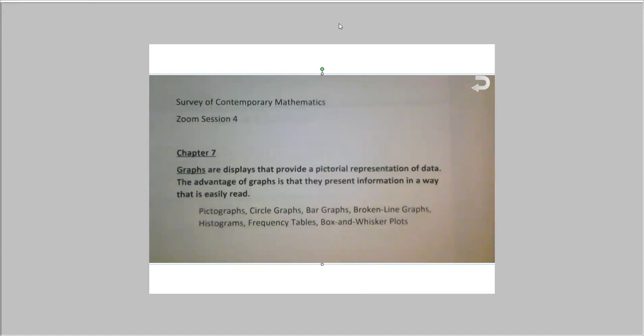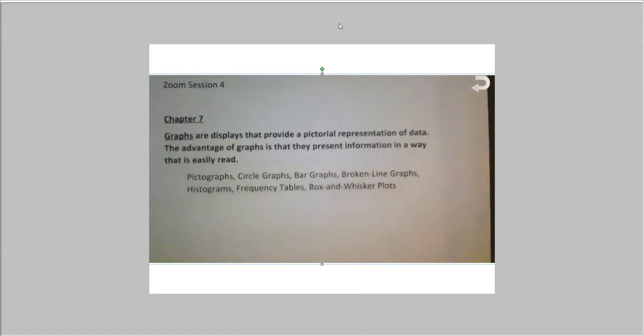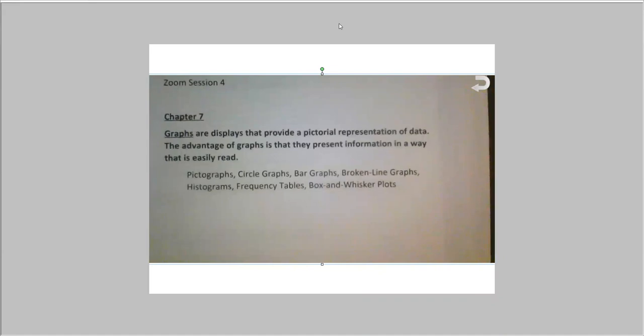Just want to review a few definitions with you from chapter 7. Graphs are displays that provide a pictorial representation of data. The advantage of graphs is that they present information in a way that is easily read. So some of the graphs we're going to look at this week are pictographs, circle graphs, bar graphs, broken line graphs, histograms, frequency tables, and box and whisker plots.